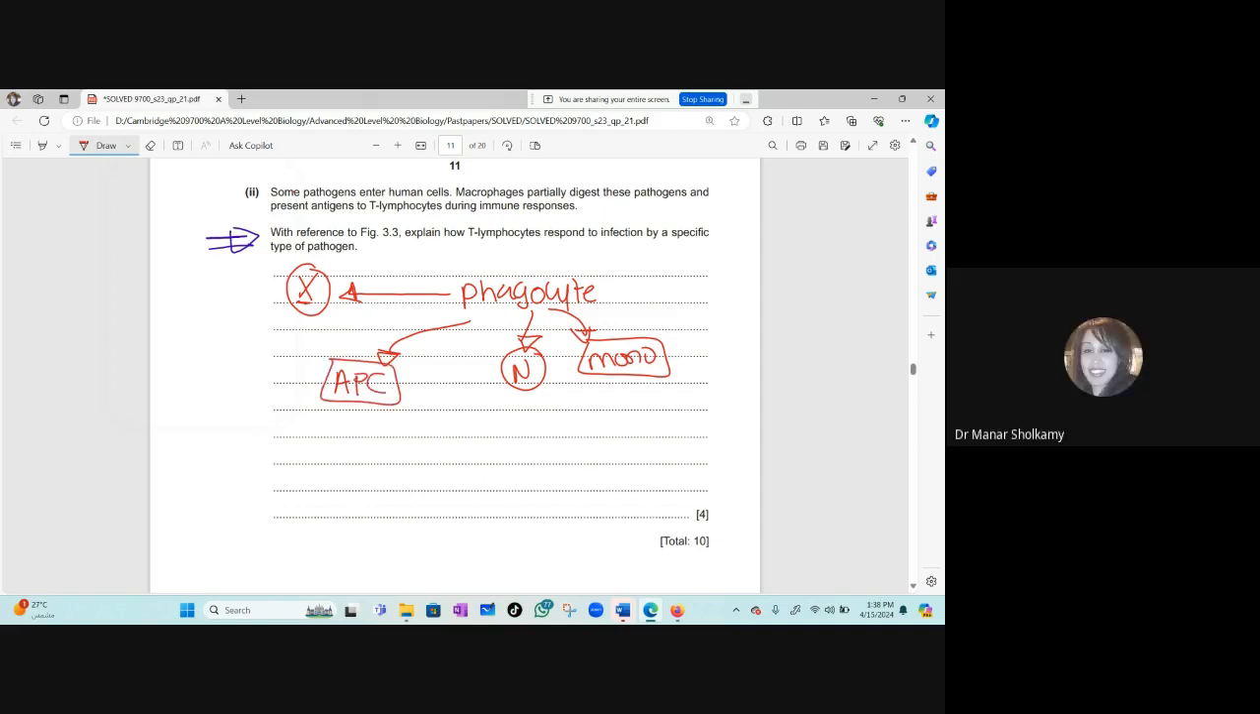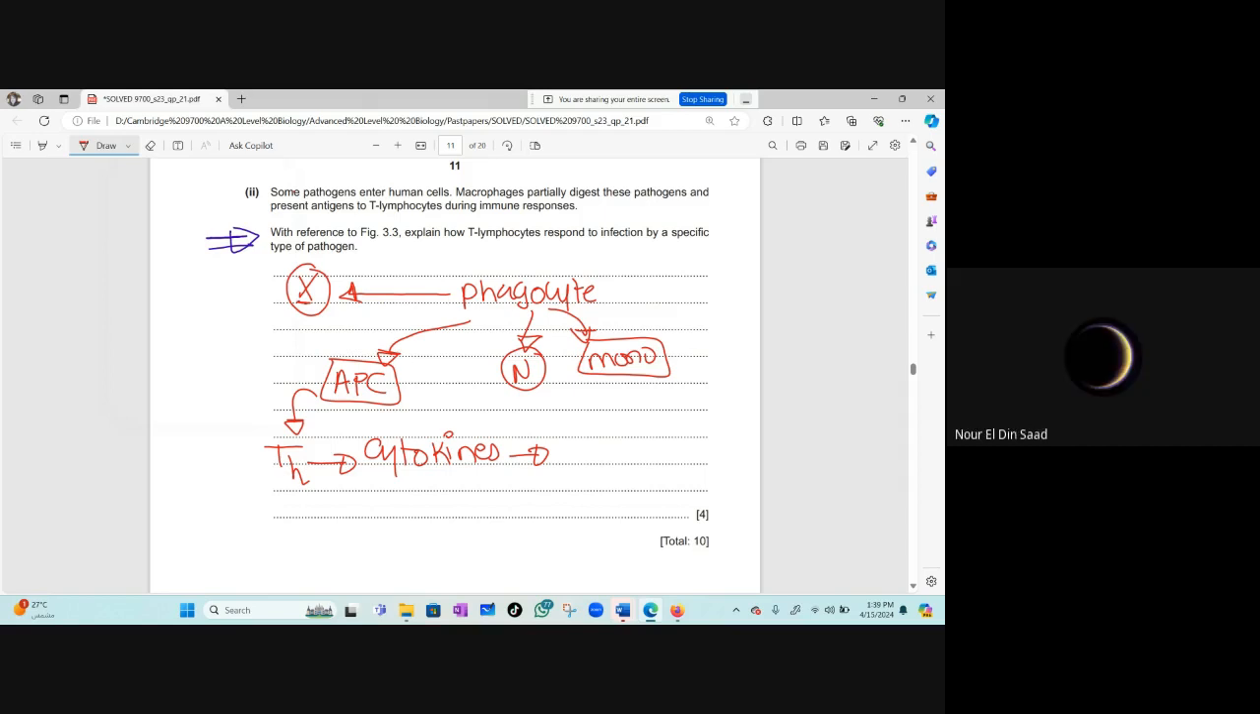So now we have a monocyte or a macrophage with part of the antigen that has remained, and it is an antigen presenting cell. This antigen presenting cell will activate which cell? T lymphocyte. Okay, which type? Helper. Very good. And the T helper will release cytokines. Correct? And these cytokines will do what?